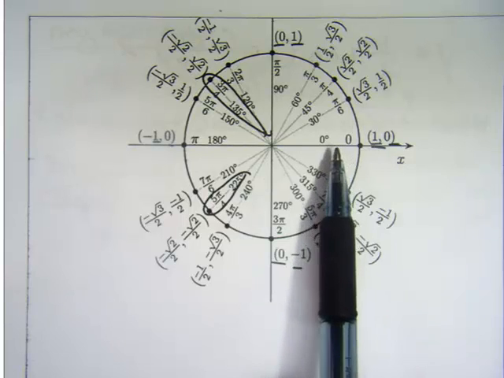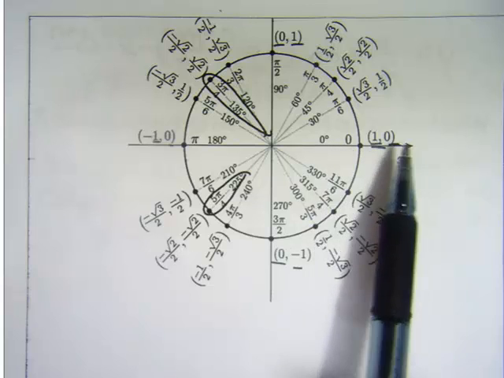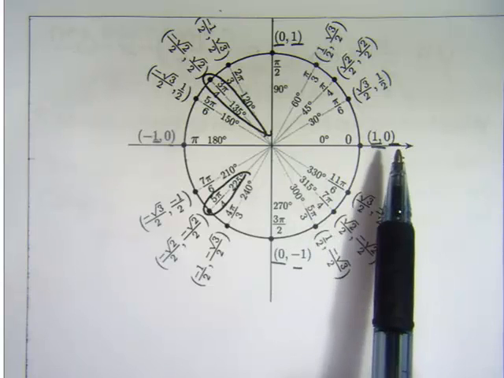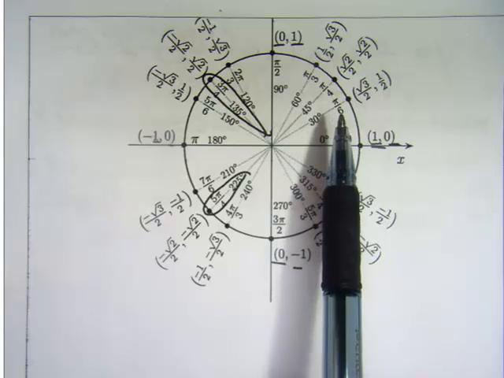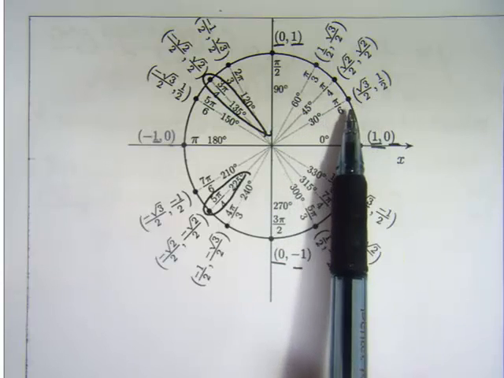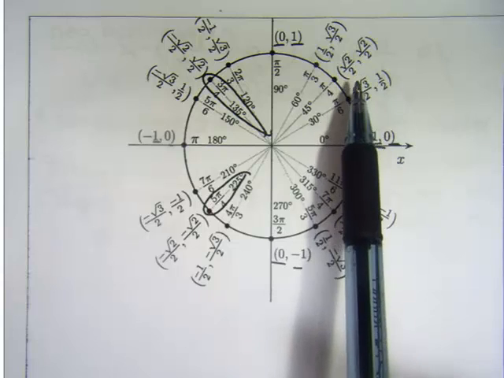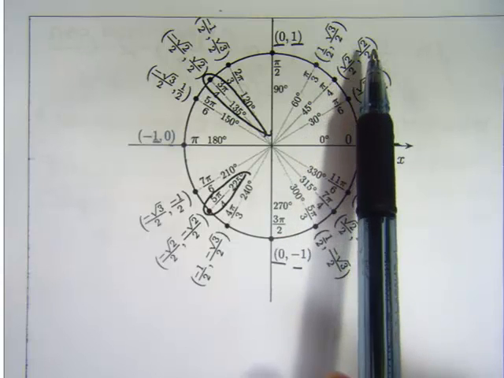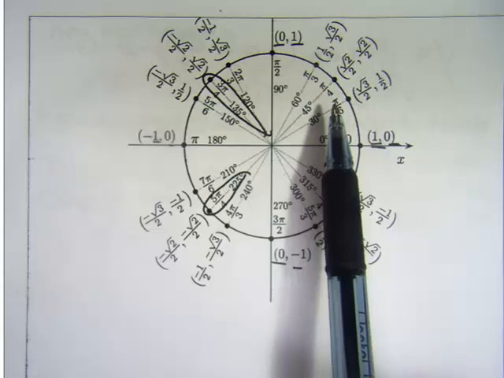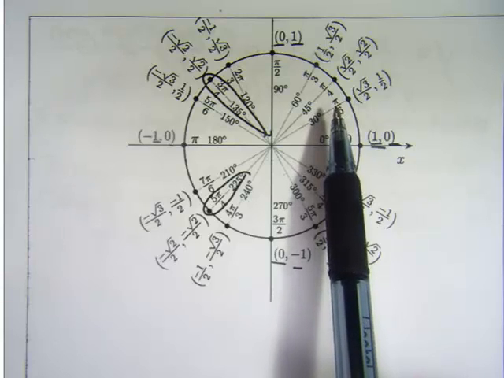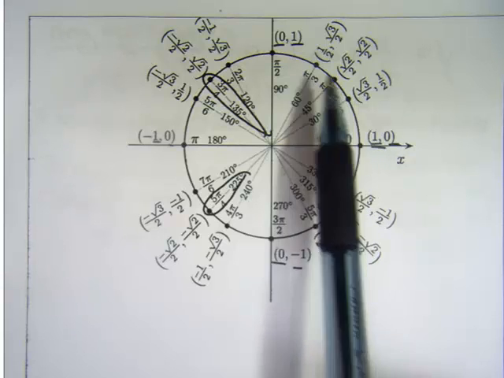So when I start with 0, and I do my sine over cosine, I get 0 over 1. So at 0, it's 0. And then when I look at pi over 6, it's 1/2 over the square root of 3 over 2, which is 1 over the square root of 3, which of course we can rationalize. Then here is nice. At pi over 4, it's the square root of 2 over 2 over the square root of 2 over 2. So pi over 4, it's 1. 1 is a nice case to have to deal with.